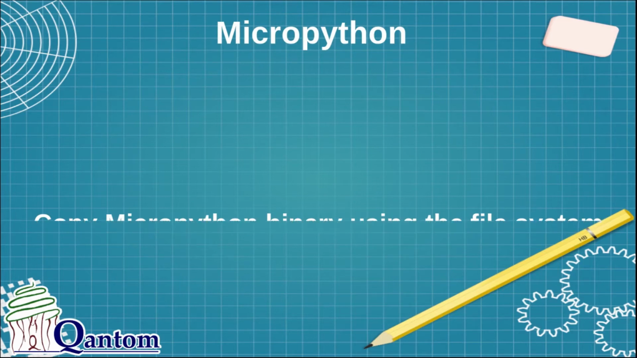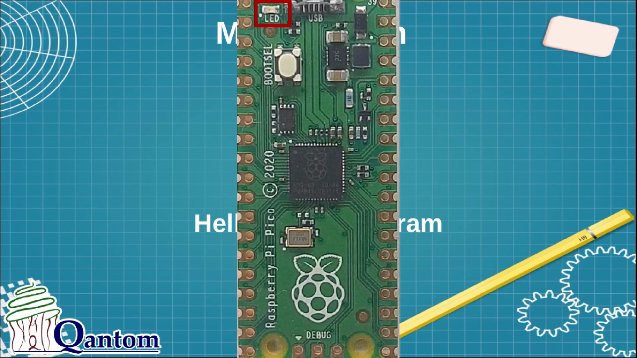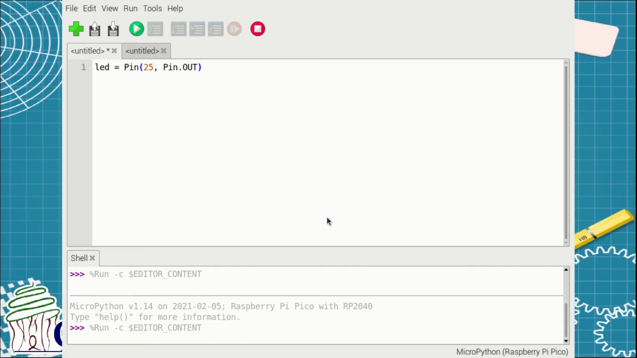Now that we're ready with the setup, let's go and get our first Pico program running. Let's start with the typical Hello World program. In the world of embedded development, the equivalent of a Hello World program is LED blinking. The Raspberry Pi Pico has a built-in LED on the PCB. Let's make this blink.